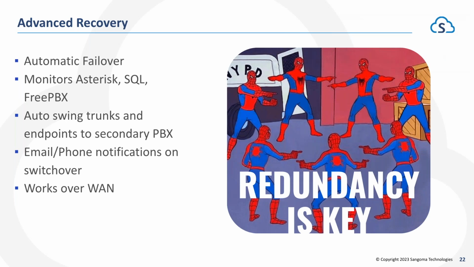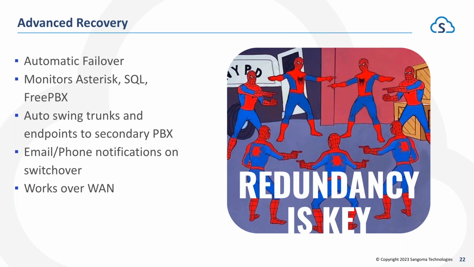Advanced recovery. So if uptime is important to you and your organization, we offer a module called Advanced Recovery, where I can essentially have a replicated instance of FreePBX in a different geographically redundant location. And this works off of our concept essentially of a warm spare. So you have a primary PBX in location A, you can have your secondary PBX in location A as well, but this does work over the WAN, so it can be in two different data centers or two different locations.